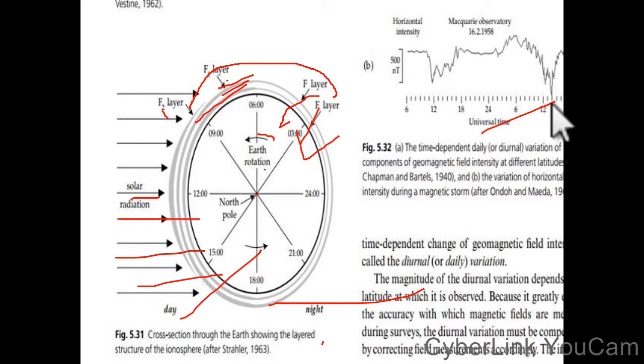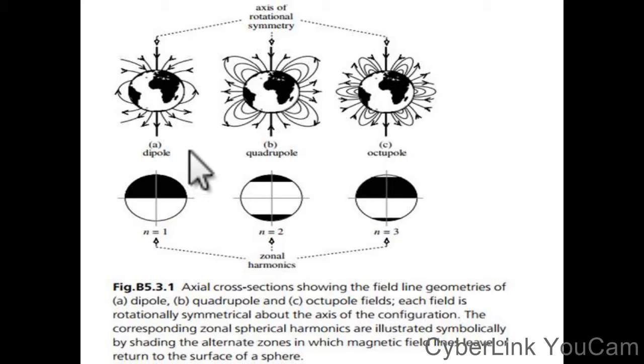Universal time for intensity, and Mercury observatory. It is the diagram, an axial cross section showing the field line geometry of dipole, quadrupole, octopole fields. Earth's field is rotationally symmetrical about the axis of the configuration.